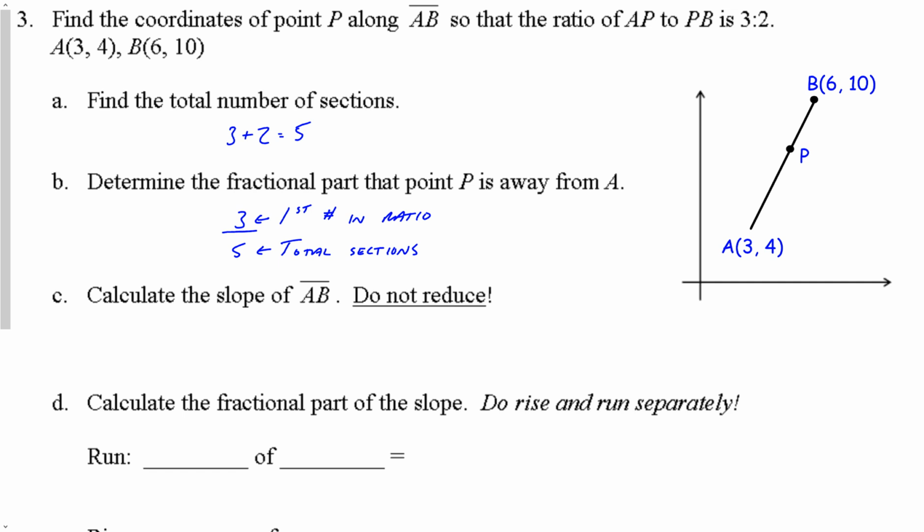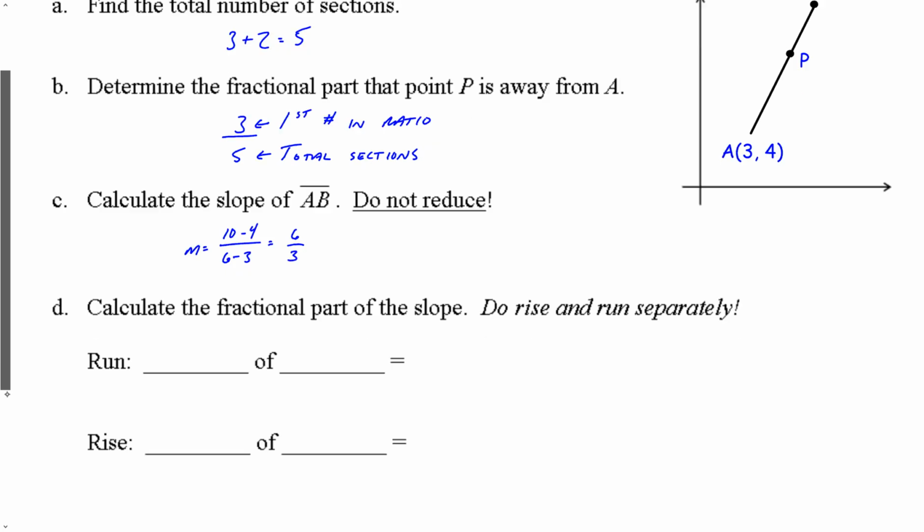Okay, now we have to calculate the slope of our original segment, and notice we're not going to reduce. We're not thinking this is slope necessarily. We're thinking this is how many moves up, how many moves down, left, right we would make to go from A to B. So slope is y2 minus y1. So if I take 10 minus 4 over x2 minus x1, so this would be 6 minus 3. I would end up with 6 over 3. Notice again, not reducing. I'm not going to say that this is 2. I'm going to leave it right here.